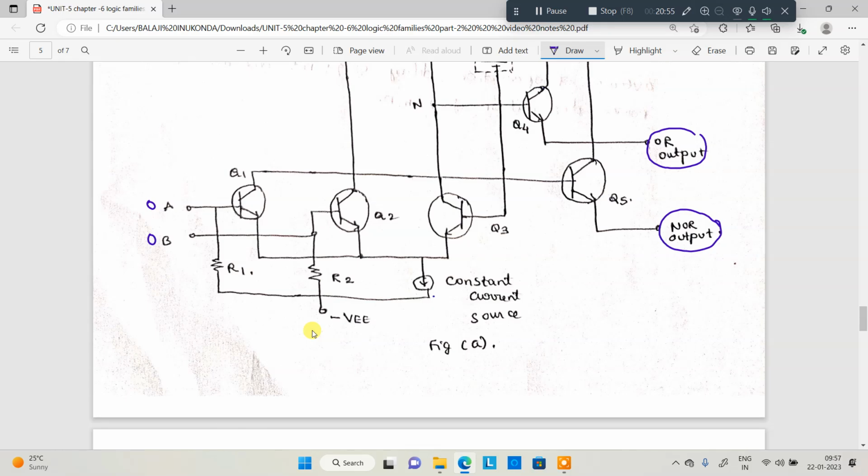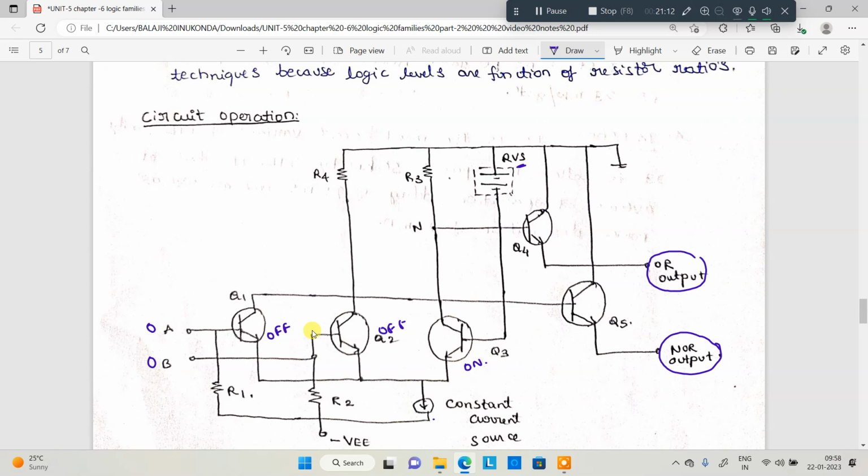That means that Q1 and Q2 are in the off state. Both are off. Now this constant current source drives Q3, so Q3 is on. Whenever Q3 is on, it is saturated from the base voltage supplied from the RVS. Got my point? So whenever base voltage is supplied from the RVS, Q3 is in the on state.